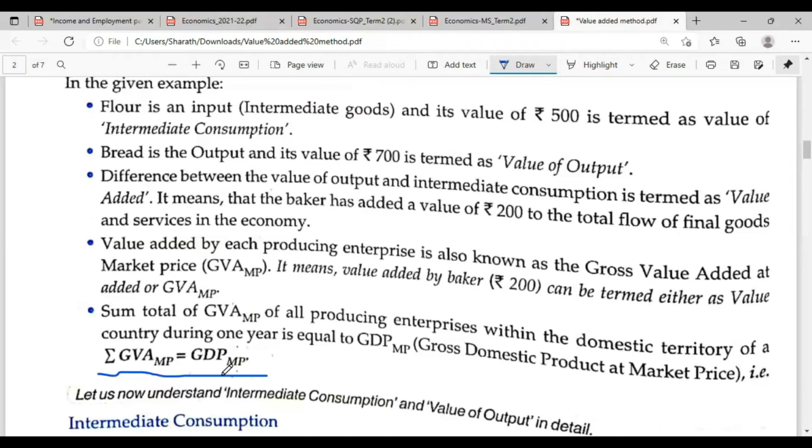As we all know, in an economy there are three different sectors: primary sector, secondary sector, and tertiary sector. And each sector accumulates its own value addition. When you add all the value added of all three sectors, the final outcome will be GDPMP. Bear it in mind: when you are applying this value added method, the very first output is GDPMP. With the help of this GDPMP only, we are going to derive the national income.